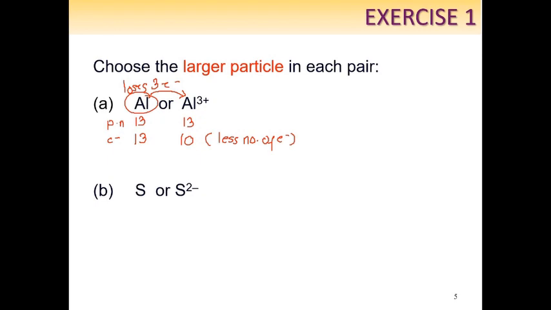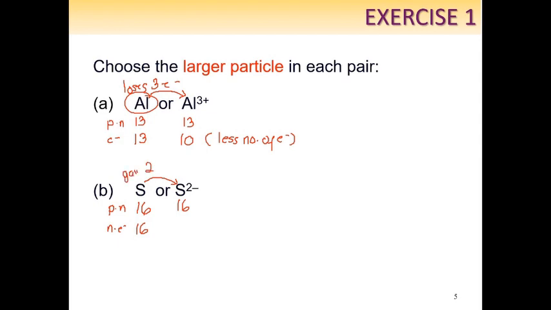The next one, we are going to compare sulfur and sulfide. This is a comparison of atom and anion. As I said before, the first thing you have to identify is the number of protons. The proton number for sulfur is 16 and sulfide also. The number of electrons for sulfur is 16 since it's a neutral atom. To form the sulfide ion, sulfur has to gain 2 electrons.